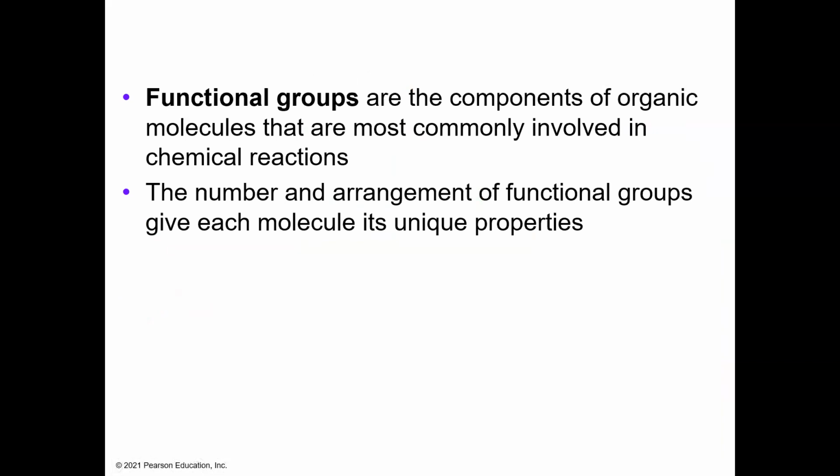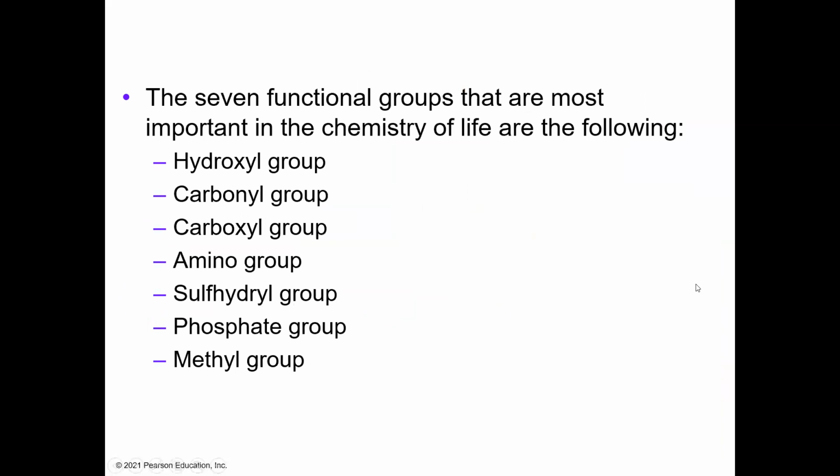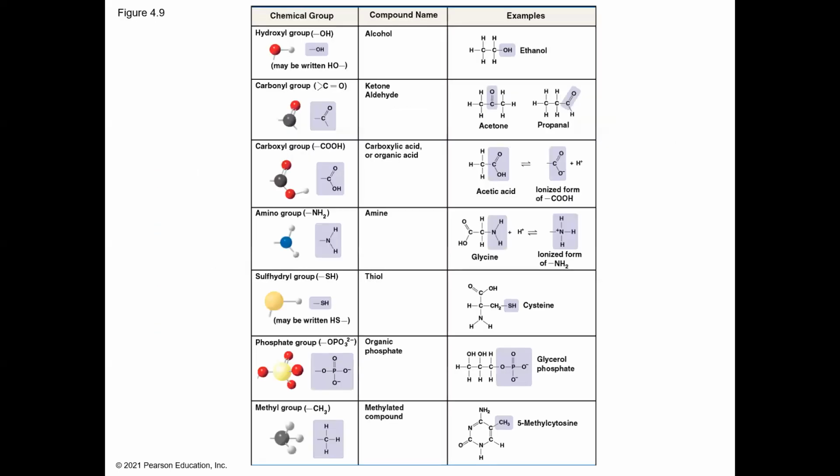Functional groups are the components of organic molecules. These are also chemical groups; another name is functional groups. The number and arrangement of functional groups give each molecule its unique property. There are 7 functional groups that are most important to the chemistry of life, and they're listed here. I just want you guys to know that they exist. You're not required to learn each group.